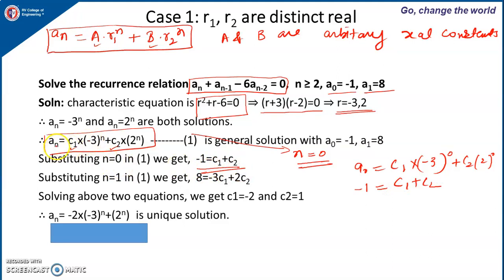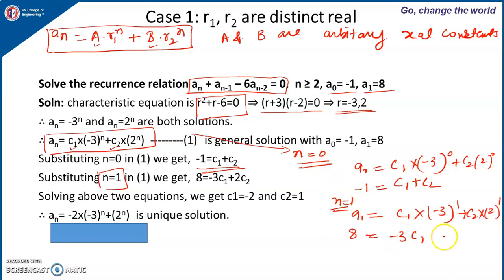In the same way, if I put n is equal to 1 in this equation, I'll get a1 is equal to c1 into -3 power 1 plus c2 into 2 to the power 1. With that, a1 is 8, so we'll get 8 is equal to -3 c1 plus 2 c2. This is the other equation we get. We will solve these two and get the values of c1 and c2.